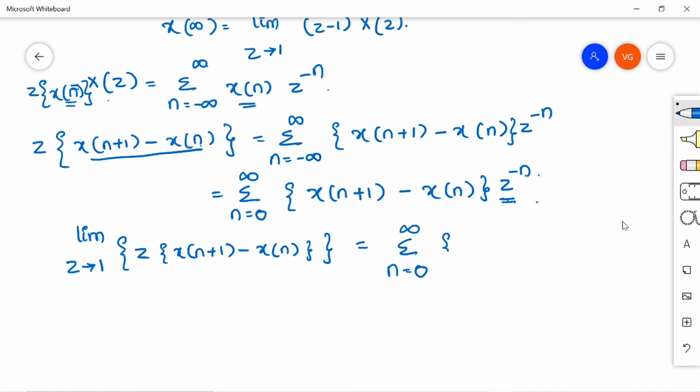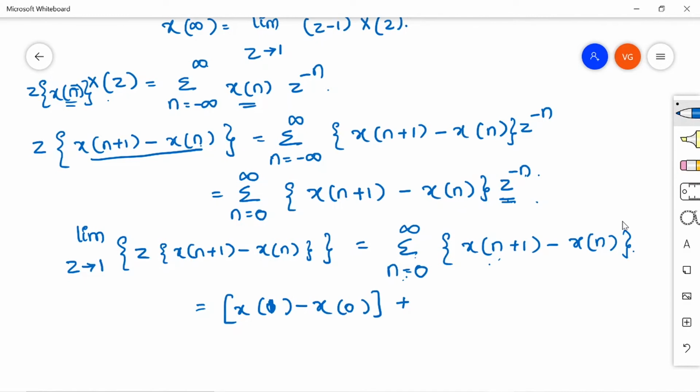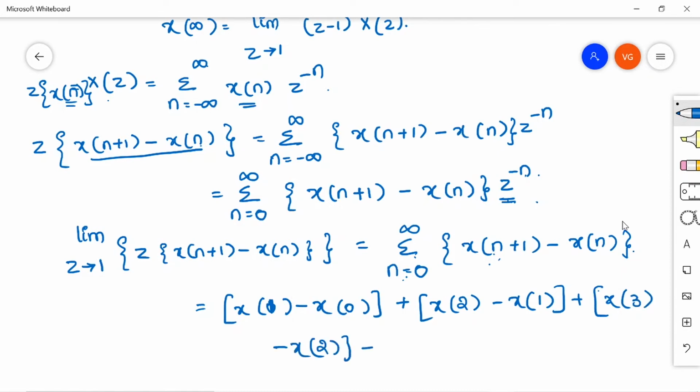Sigma n running from 0 to infinity of x of n plus 1 minus x of n, right? Now I'll expand. If you put n equal to 0, I get x of 0 plus 1, so x of 1 minus x of 0 is the first term. Next put n equal to 1, that will be x of 2 minus x of 1. Now put n equal to 2, so x of 3 minus x of 2. So the summation will go on like this.